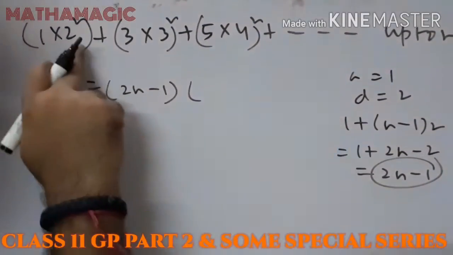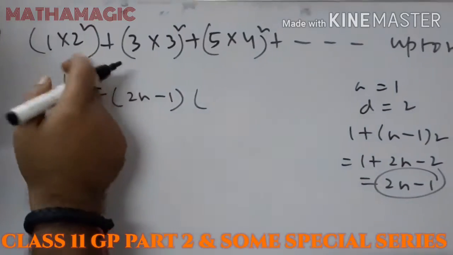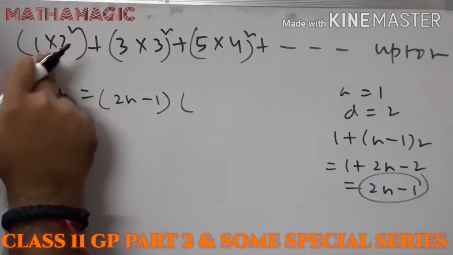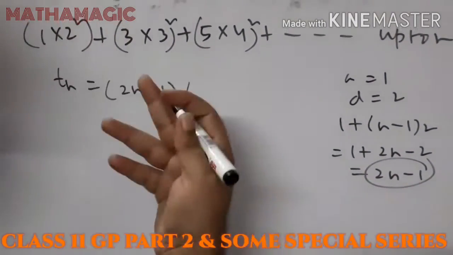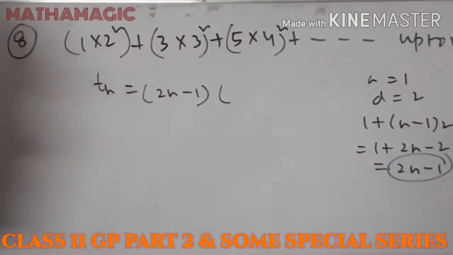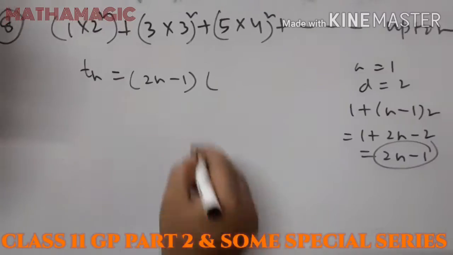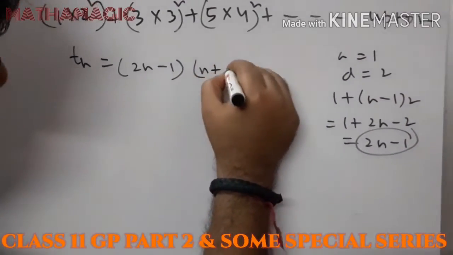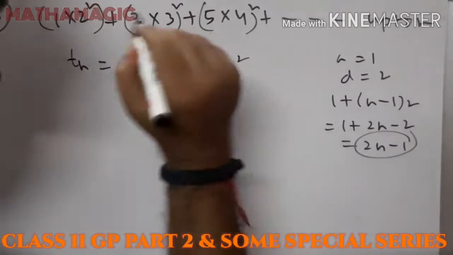2, 3, 4 means that is n plus 1. 2 is the first term. For the first term, the value is 1 more than the term number. For the second term, it is 3. So its value is 1 more than the term number. So for the nth term, it will be n plus 1. Now we will put the square here.